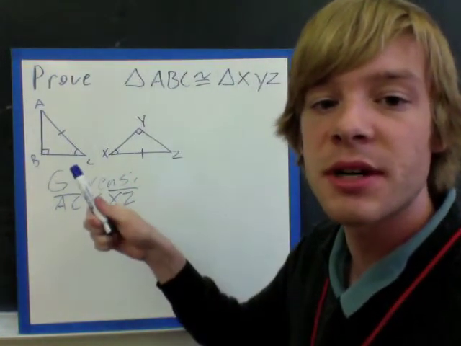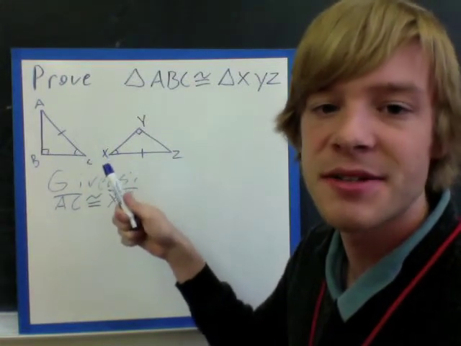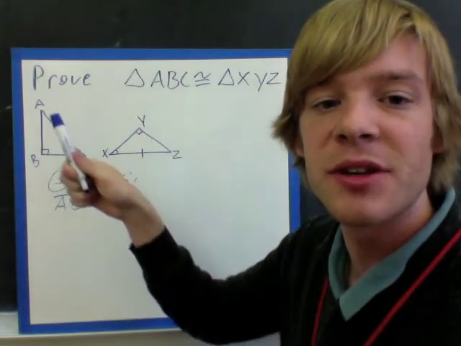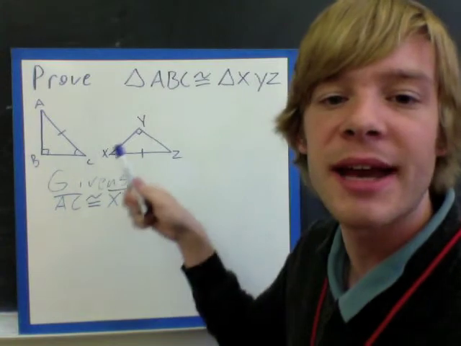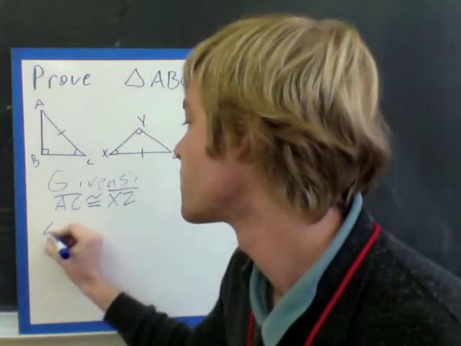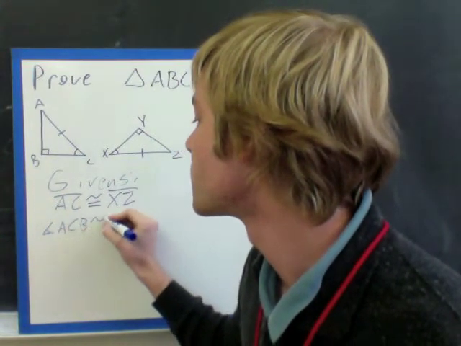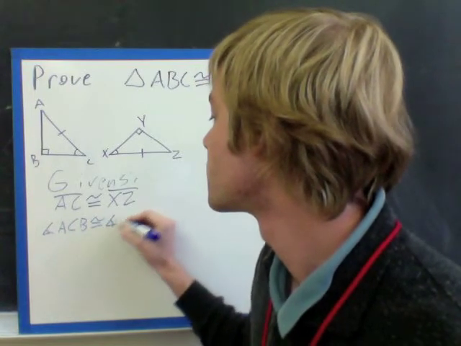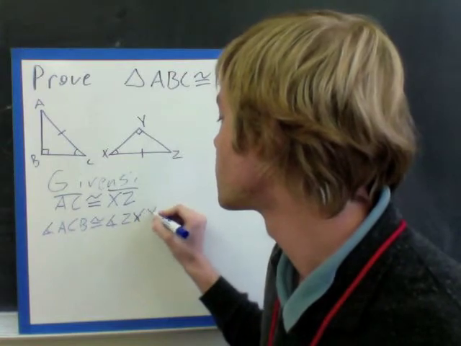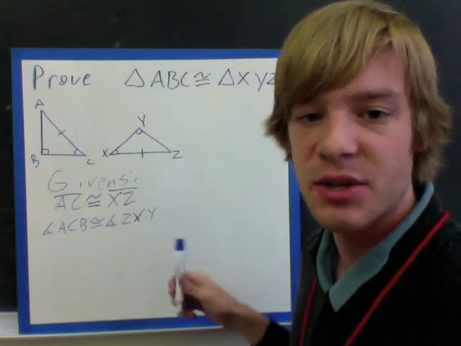We also see here that at angle C and at angle X, we have two congruent angles. So this would be angle ACB and angle ZXY. So you have angle ACB is congruent to angle ZXY.